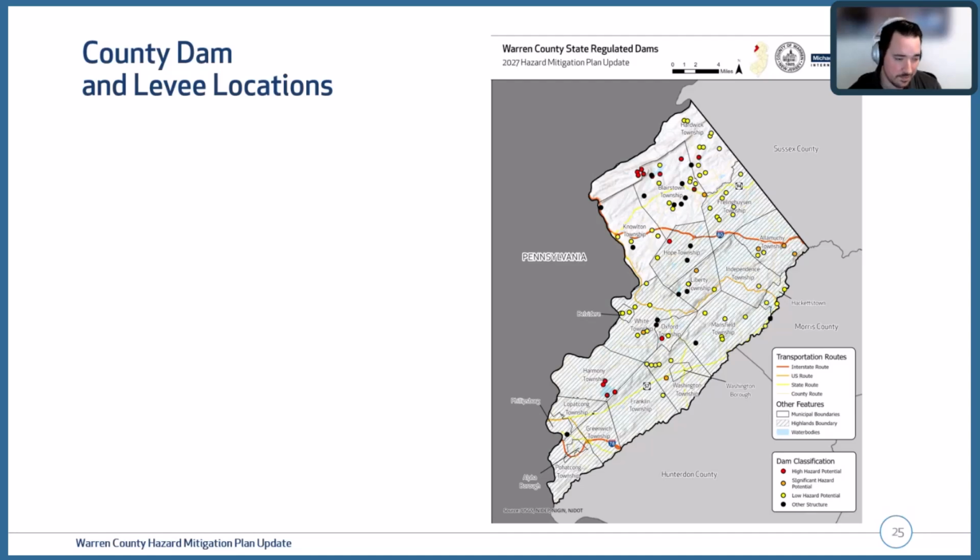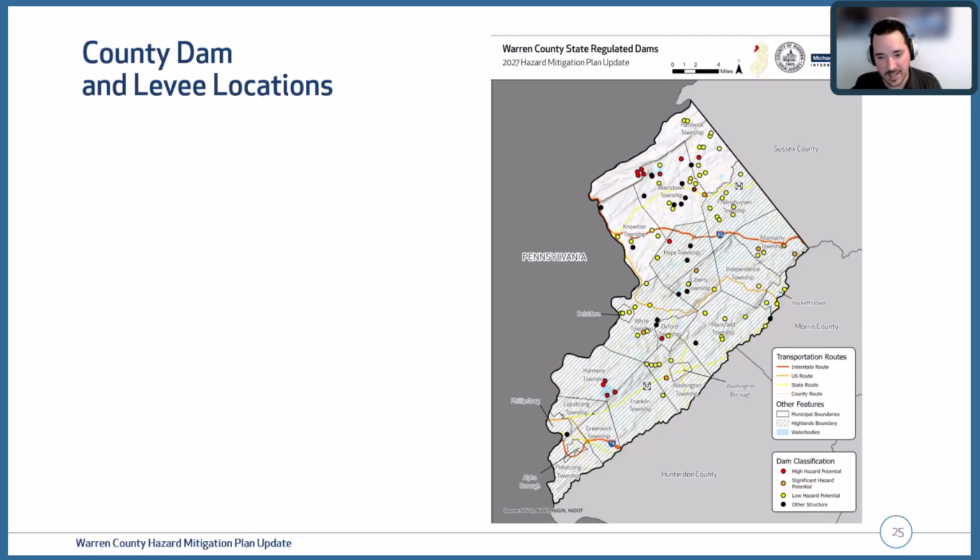So say flooding broke through when the dam broke, there is a chance for that dam owner to have access to federal funding. So if we don't have this in the plan, if we don't meet the criteria of having high hazard potential dams in the plan, then that funding may not be available to those dam owners. So this is what that would look like.